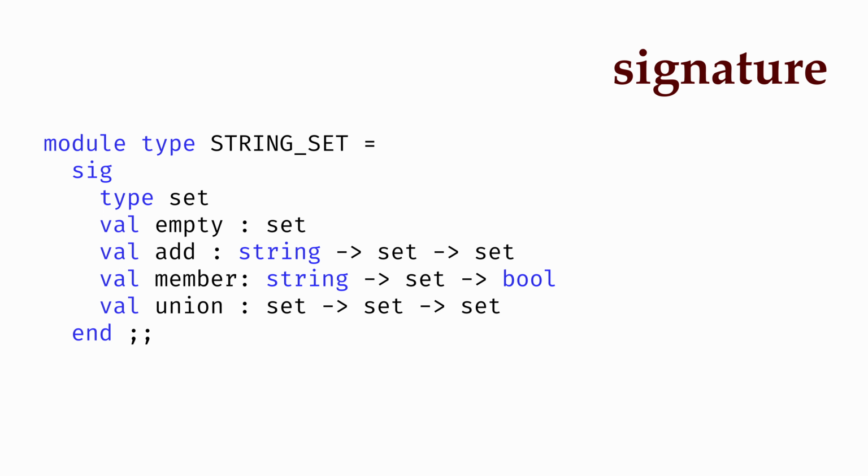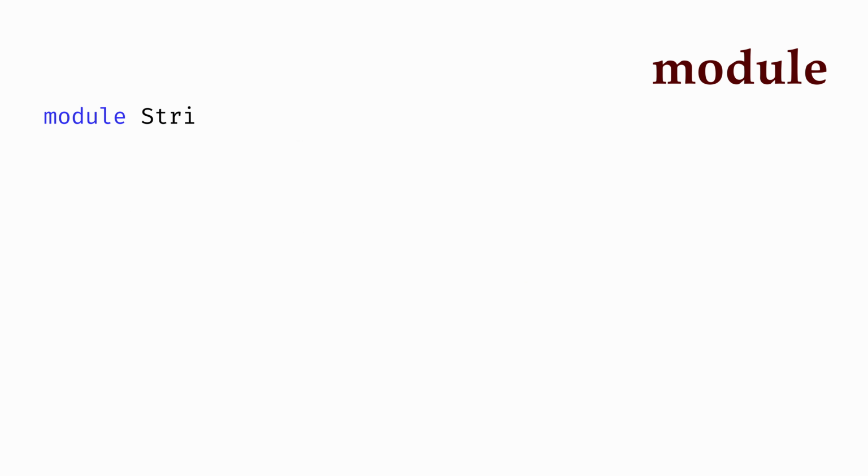You could imagine that we might also have other functions to define operations for sets, functions to check if a set is empty, to take the intersection of two sets, to remove elements from a set, and so on. But for simplicity, we'll just use these three functions for now. In order to actually use this string set data type, we need to define its implementation via a module. So here's a module for string sets that satisfies the string set module signature.